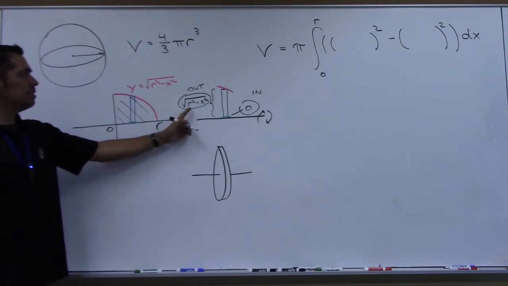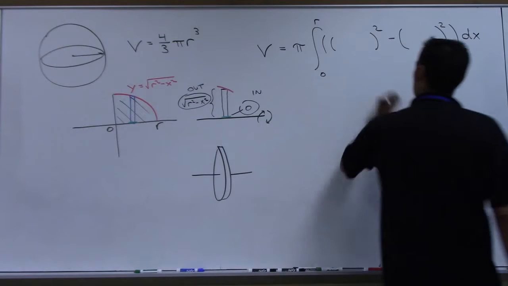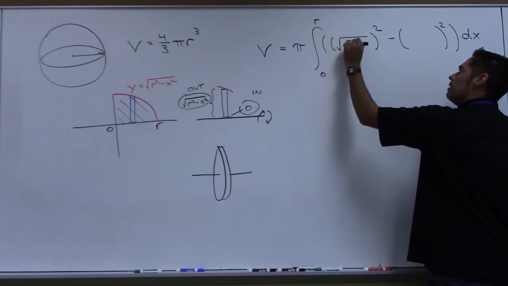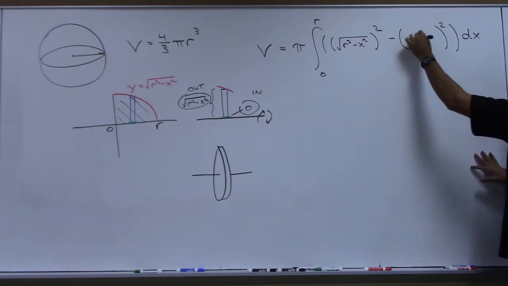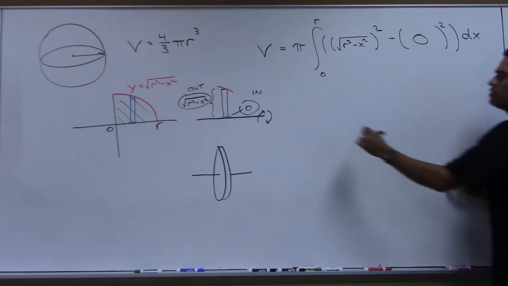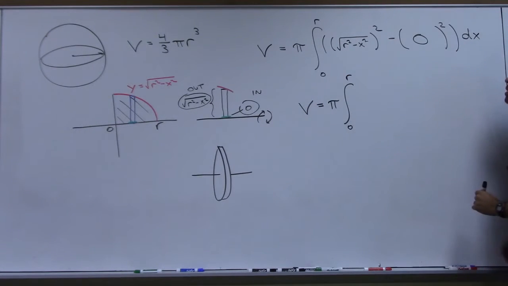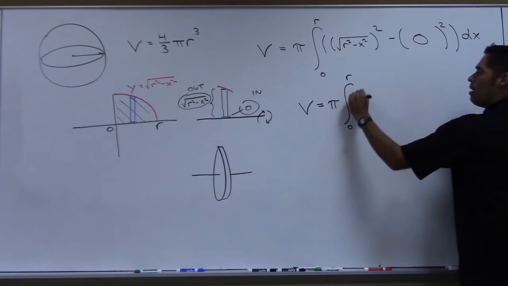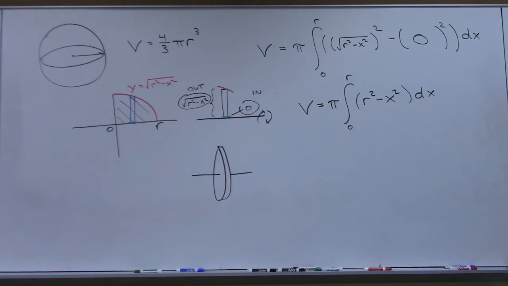The outer was a square root. Sweet. Because when I square it, it's going to go away. I'm very happy about that. You should be too. And then the inner one, which is 0. That's really nice, isn't it? So the volume is pi times the integral from 0 to r of r squared minus x squared. That's it, right? Yeah, because that 0 is gone.